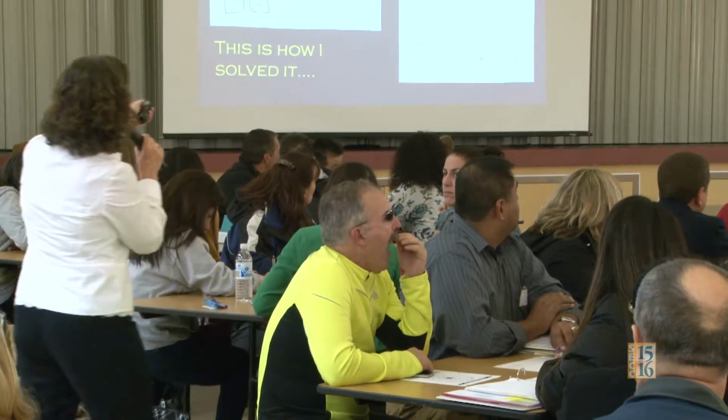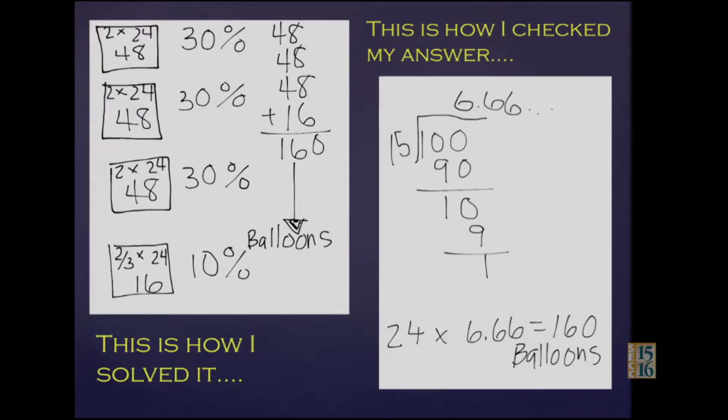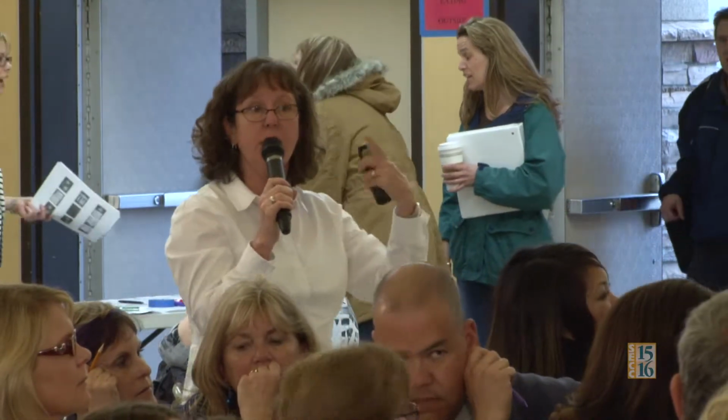So look what she does to check it. She says, I'm not going to deal with 15%, because look what I did. I divided 100 by 15% to see how many there were of them, and there were 6.6666. I can't deal with that. I can't figure out what 6.666 forever of 24 balloons is. That's why she did it the other way.